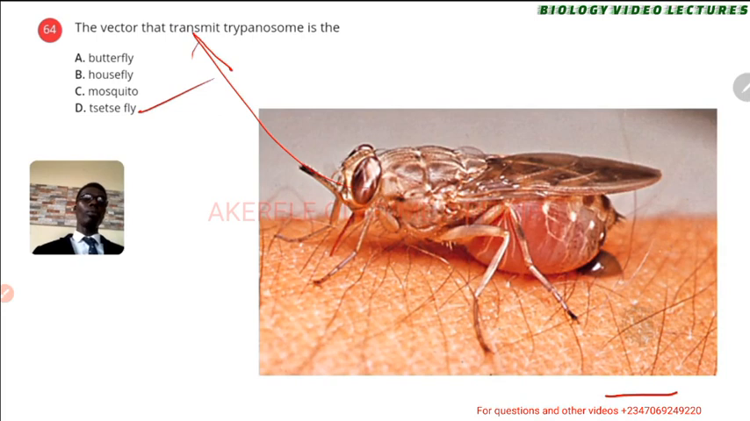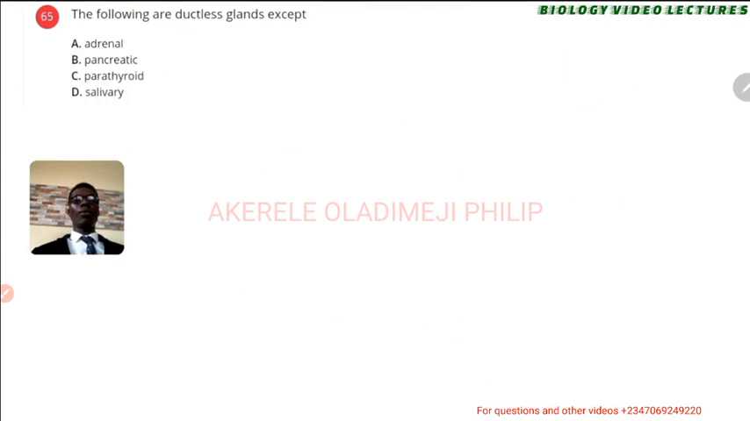The following are ductless glands, except. I told you a ductless gland is a gland that secretes hormones, and they secrete their fluid directly into the body fluid, into the interstitial fluid, from there into the blood. Then the blood will take it to where it is needed. So it means three of these will be ductless glands that secrete hormones, one of them will not be.